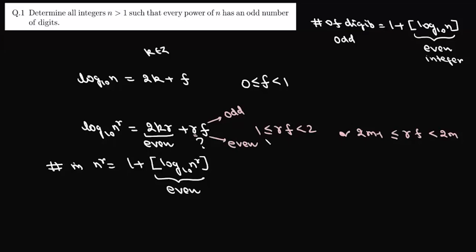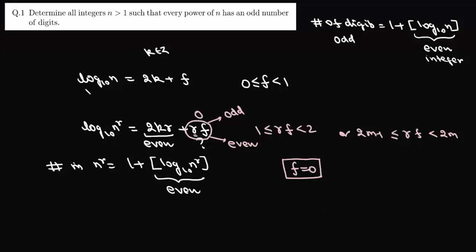But the condition here is it should always be an odd number of digits, and that happens if and only if this r into f part, which is making it dicey, should not be there. So that means it is possible if and only if f is 0. So from here we have derived the condition that the rth power of n will have an odd number of digits if and only if its fractional part is 0.